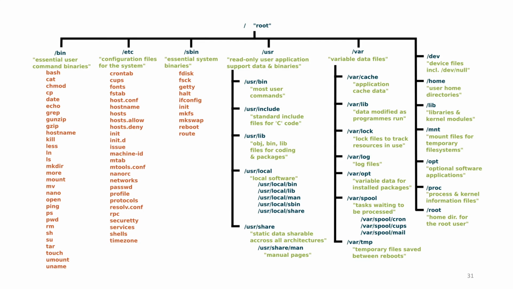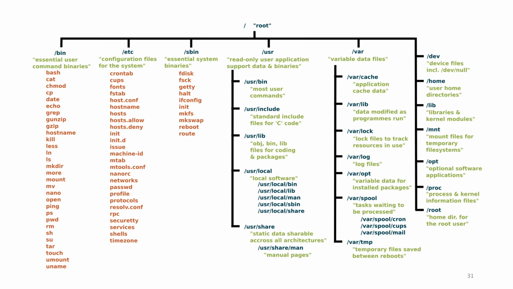However, the user home directory is not contained here. Then we get var, which is all the variable data files, where application cache are stored, log files are kept, and optionally installed packages are kept. And then on the far right, we have dev, home, lib, mount, opt, proc, and root.